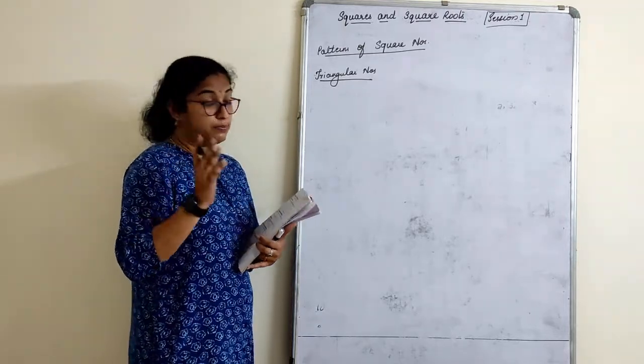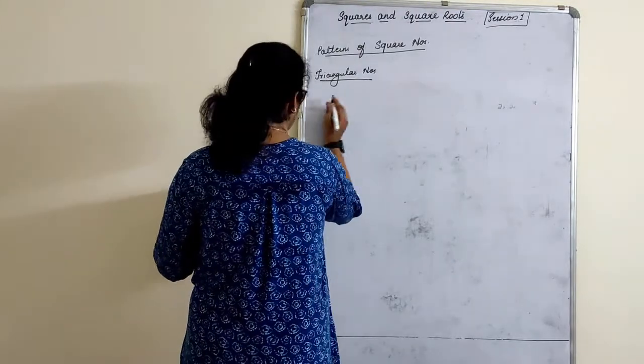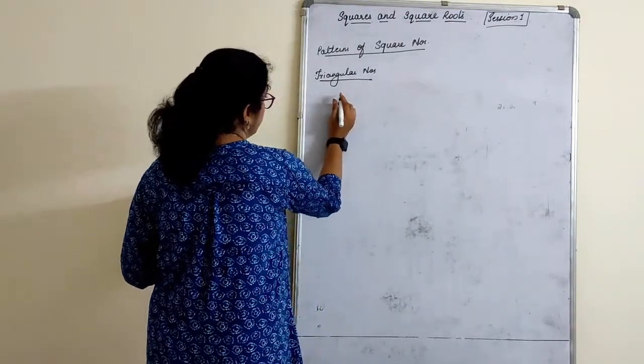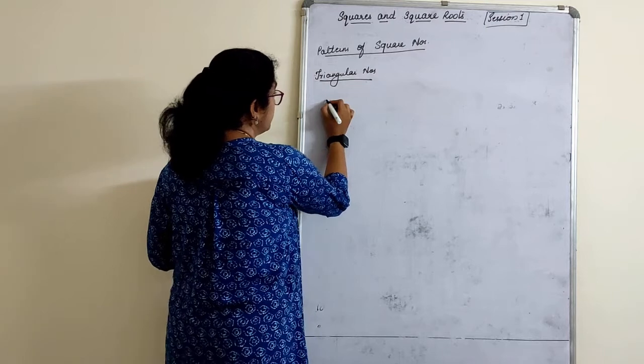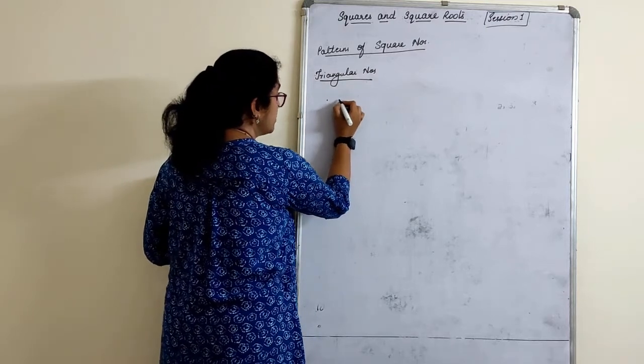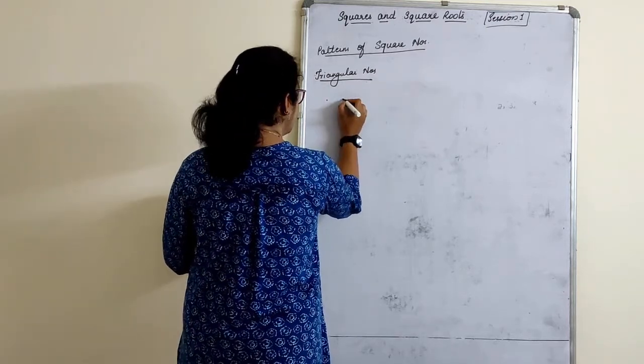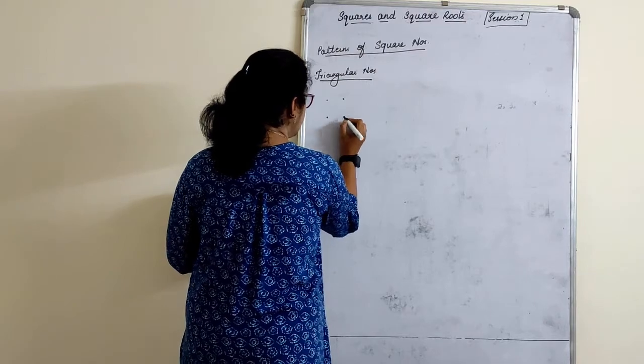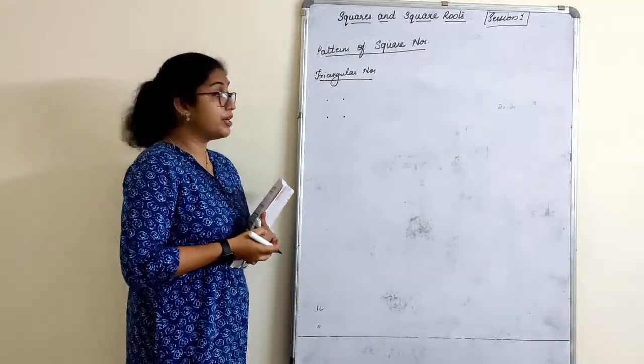I require 3 points, right? So if I have to draw a triangle now, I have to draw a triangle with 3 points, right? Understood. But how do I draw that? If I have a given set of dots, like this, the points are given.